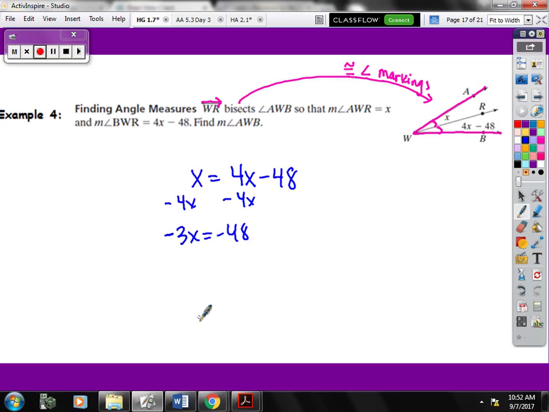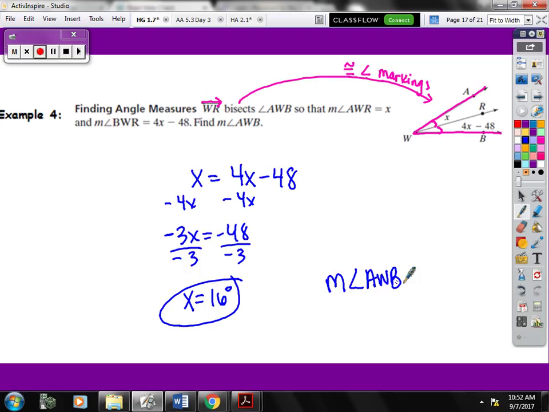Oops, minus 3. And we get x equals 16. Now remember, they wanted us to find also the measure of angle AWB, which is the whole angle. So I'm going to take 16 and I'm going to plug it back in. So x is 16, so that's just 16 degrees. Now this one should be 16, but double check. 4 times 16 minus 48. That will get me 16. So again, angle AWB is this whole thing, so 16 plus 16 is 32 degrees.